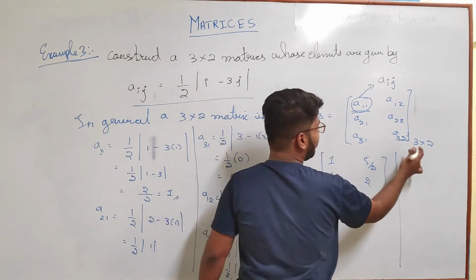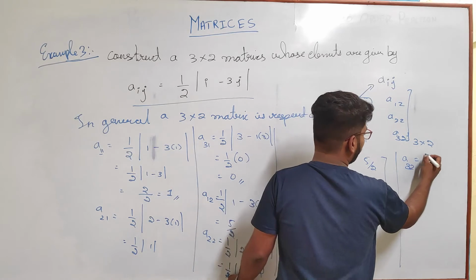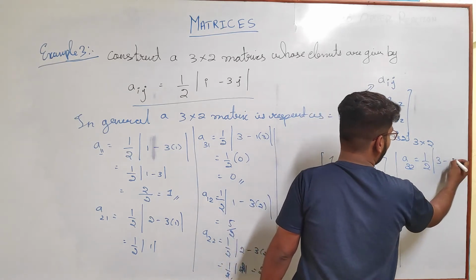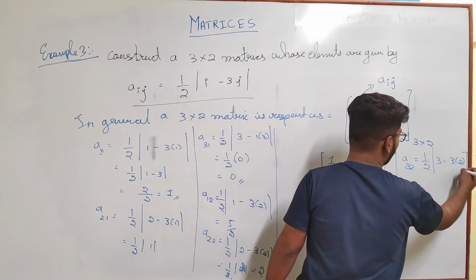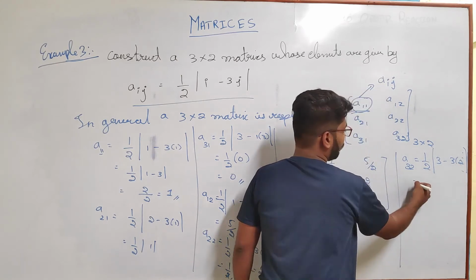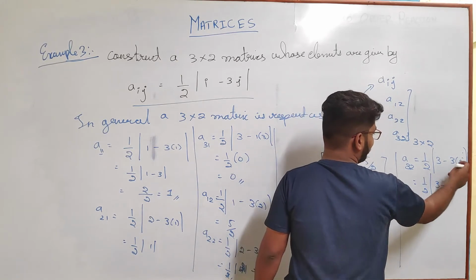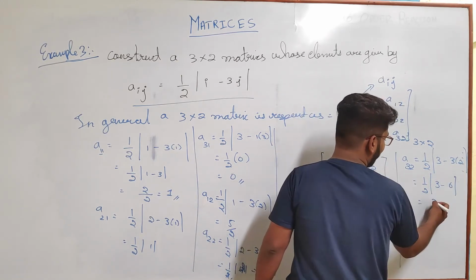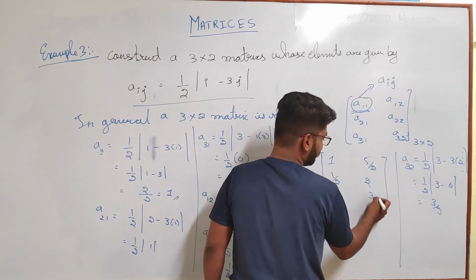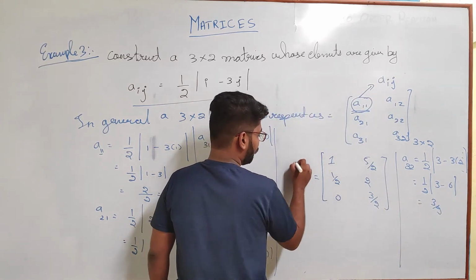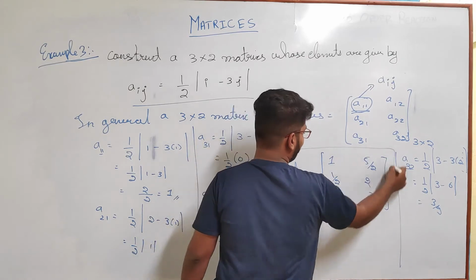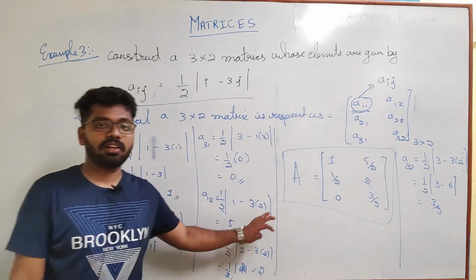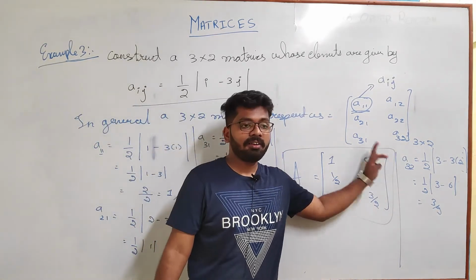So now talking about the last part, A32 is 1 by 2 modulus of 3 minus 3 into 2. So therefore 1 by 2, 3 minus 6, and the modulus of minus 3 is 3, giving 3 by 2. So the last answer is 3 by 2. Therefore always represent a matrix in the form of capital A. So here A is the required matrix.